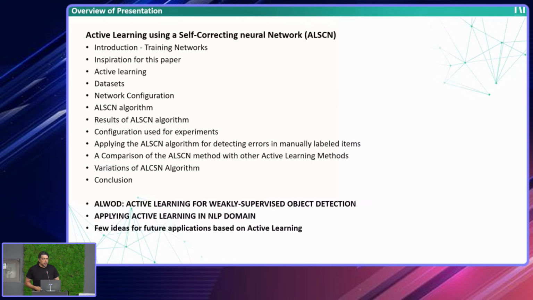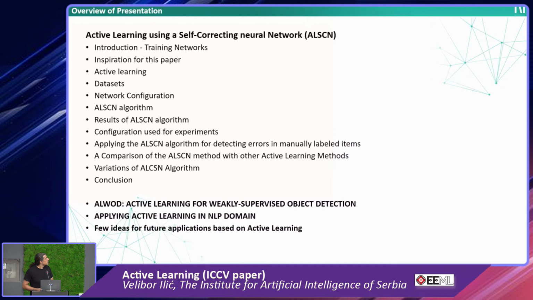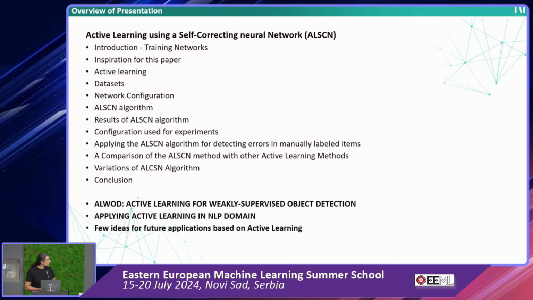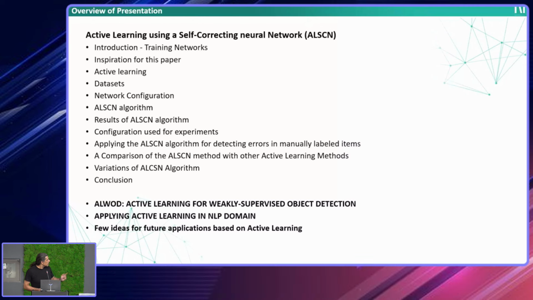Today I will present a few of my papers related to active learning. The first one is active learning using a self-correcting neural network, and after that I will present another paper, ALVOD, active learning for weakly supervised object detection. That paper was published at ICCV. Also, there is one small paper that we published at a local conference applying active learning in the NLP domain, and after that I will speak about some future ideas on how we could apply active learning in new technologies.